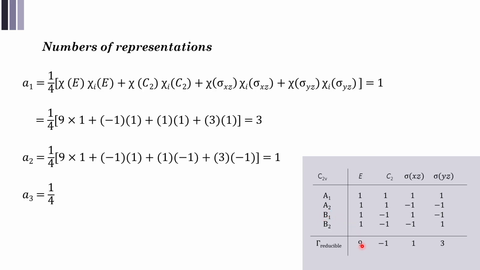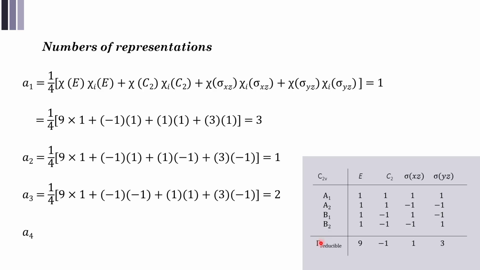So it is equal to 1 by 4, 9 into 1, that is 9, minus 1 into minus 1, that becomes plus 1. 1 into 1, that is again plus 1. And 3 into minus 1, that becomes minus 3. That gives a total of 2. So B1 has appeared twice in that reducible set.